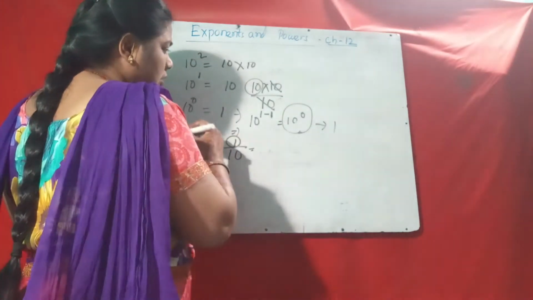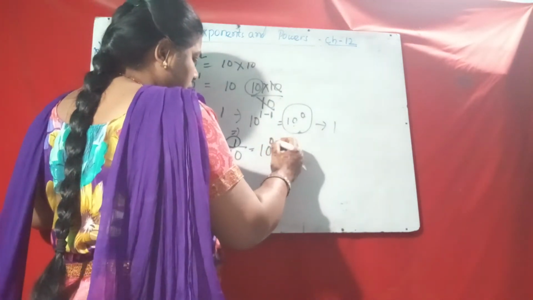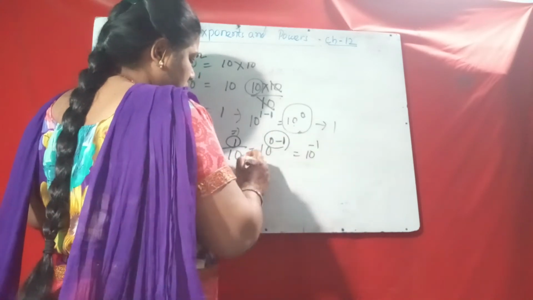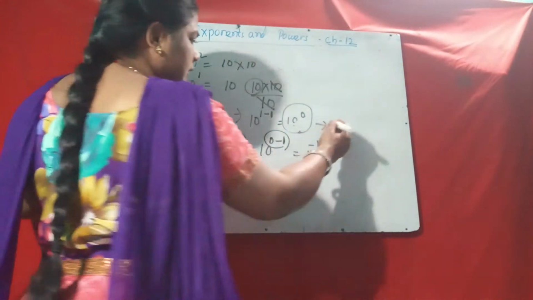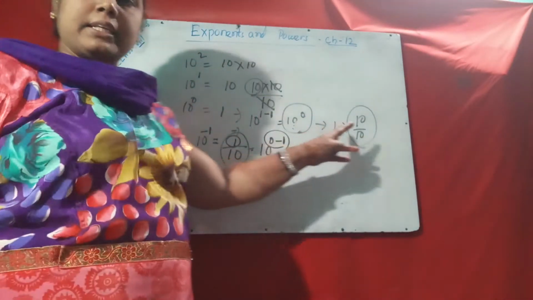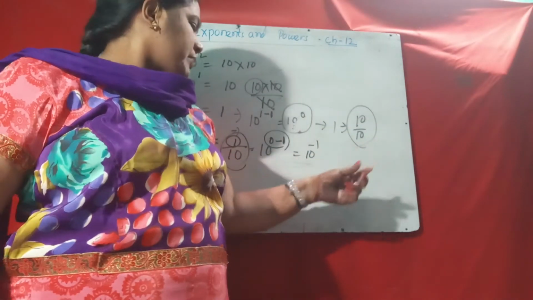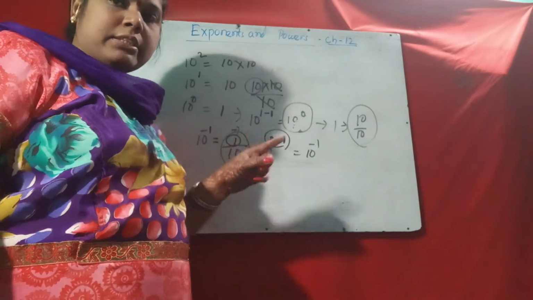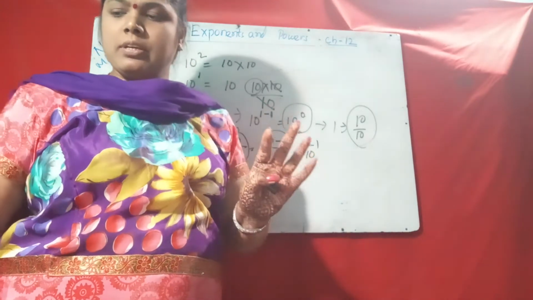Suppose here, what do you know? 10 to the power 0 equals 1. So 10 to the power 0 minus 1. So what is it? 10 to the power minus 1, which you can write as 1 by 10. 1 means 10 by 10. Here 10 to the power 0 means 10 by 10, and if you divide 10 by 10 you get 1. So 10 to the power minus power means it will be 1 by 10 to the power of the positive exponent. You will solve like this.